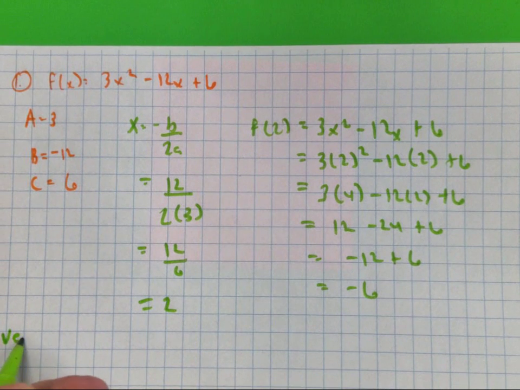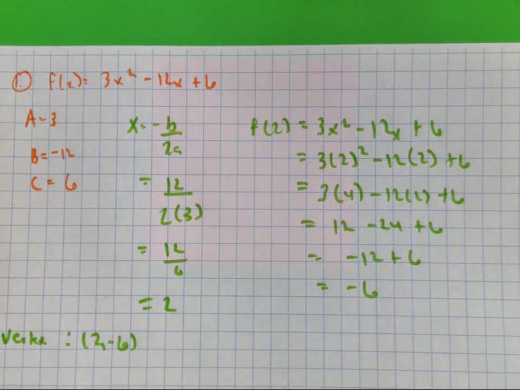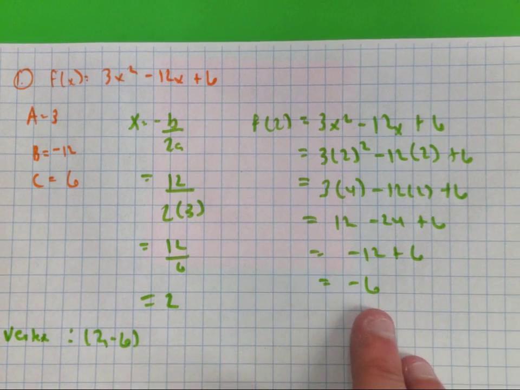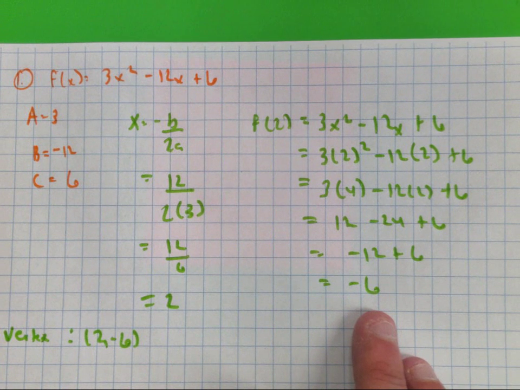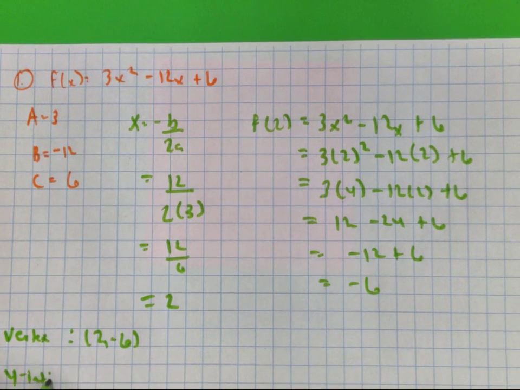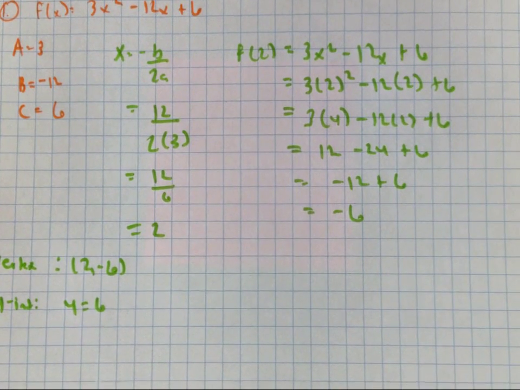Alright, so your vertex is 2, -6. Did you get -6, Jack? Does everybody agree with -6? Okay. Now, after we find the vertex, what's the easiest thing to find next? Y-intercept. What's your y-intercept? 6. Okay, now, x-intercept.